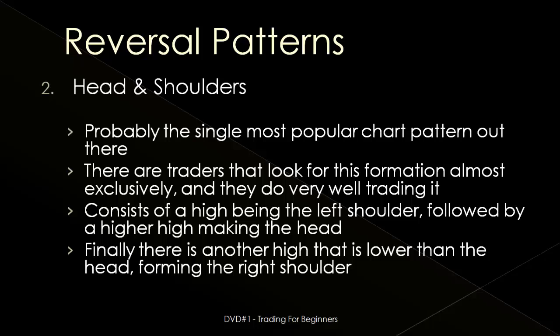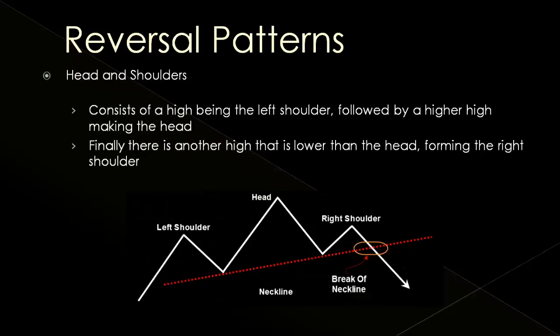Let's take a look at an image. Here you can see the classic head and shoulders. It consists of a high being the left shoulder, and it is followed by a higher high, making the head. Finally, on the right hand side, there is another high that is lower than the head, forming the right shoulder. The best opportunities to enter a trade can be found when price breaks out below the neckline. So where does the neckline come from? The neckline is formed by a trend line drawn across the lows.